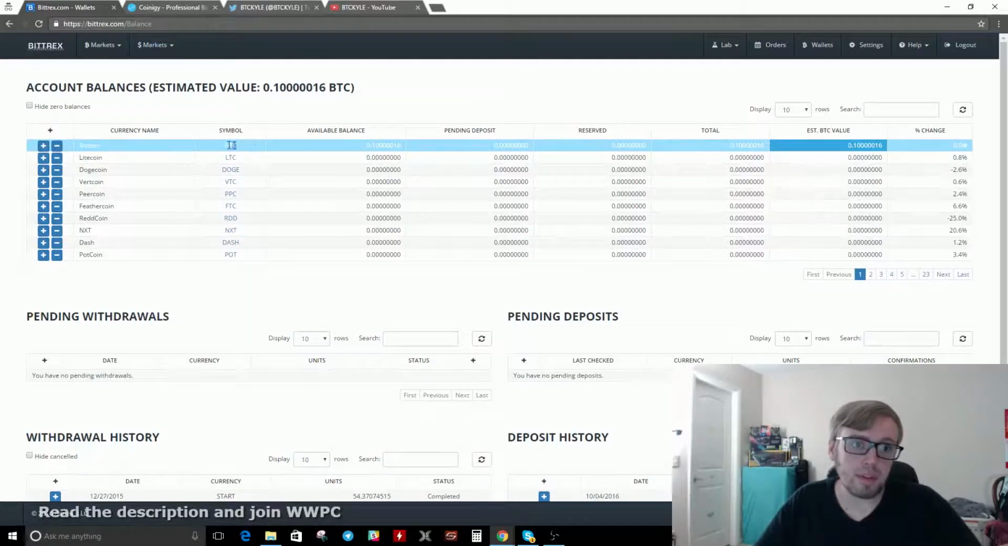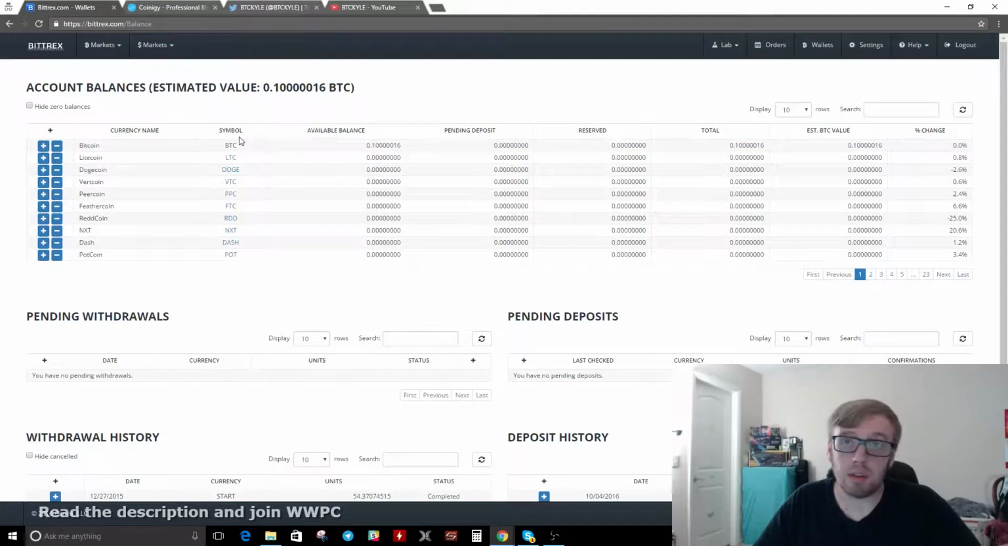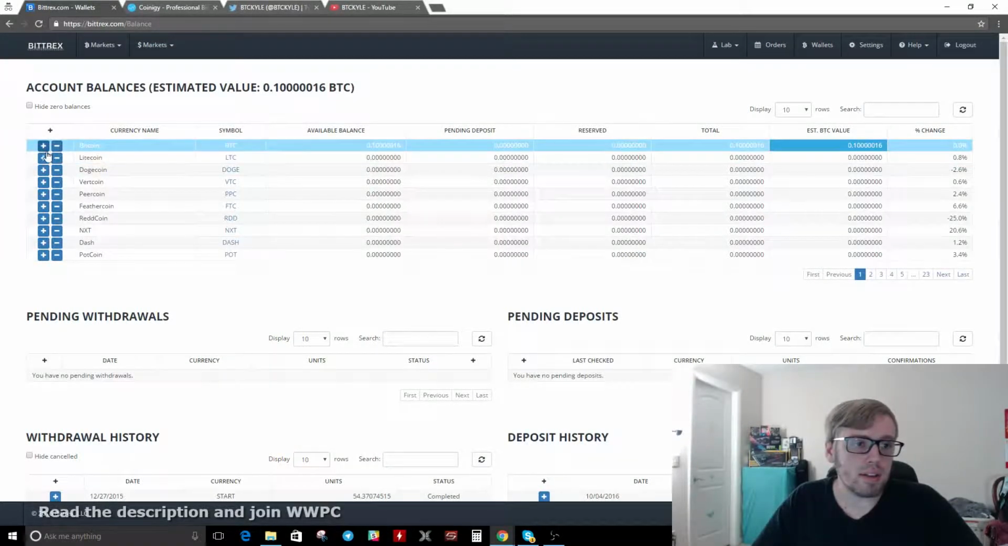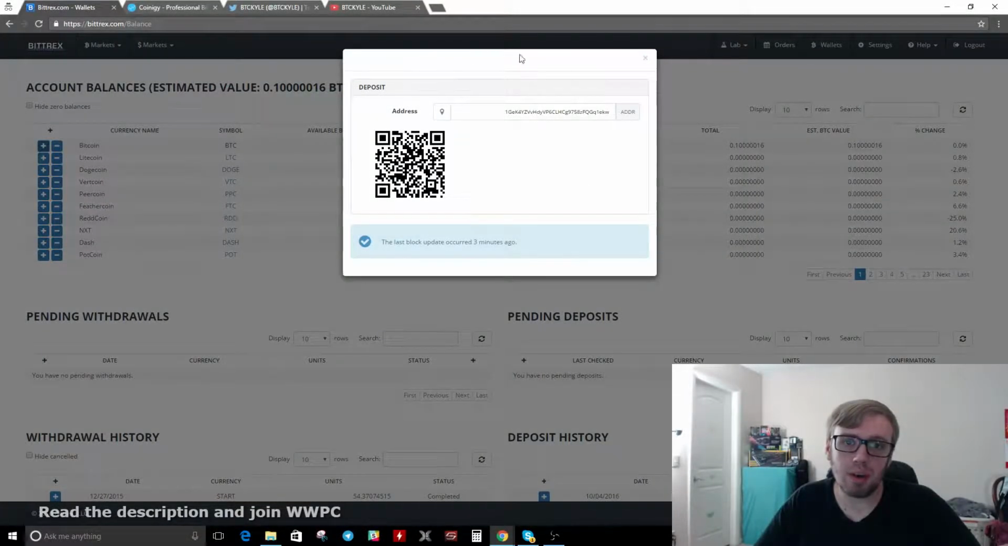And then you have the symbol BTC. That's the ticker symbol for Bitcoin, if you didn't know. And you have a plus and a minus button right there. The plus button is to deposit Bitcoin. So again, if you're really new to this, this is your BTC deposit address. It's also represented in a QR code here.